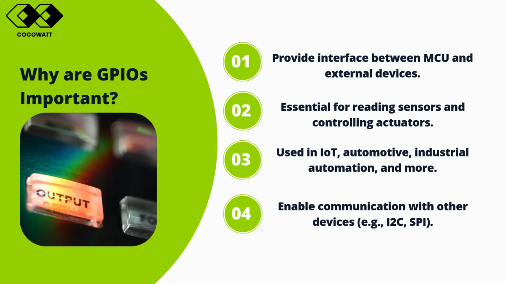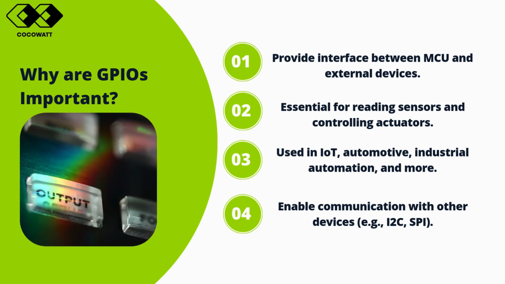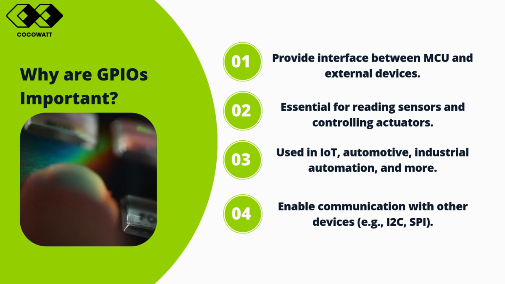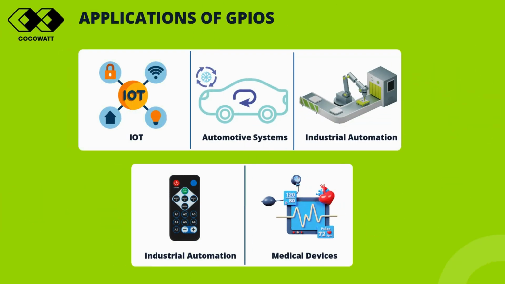By now you might have understood why GPIOs are important. It provides the interface between external devices and the MCU, and it is also essential to read the sensor data and control the actuators and motors. It enables communication with other devices.